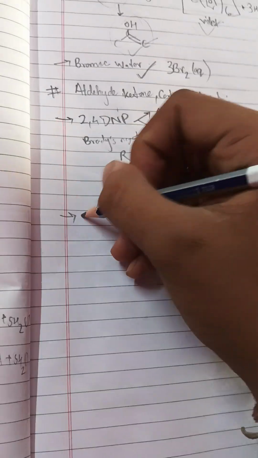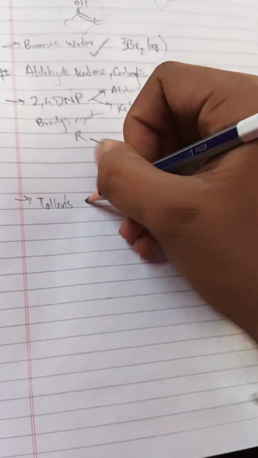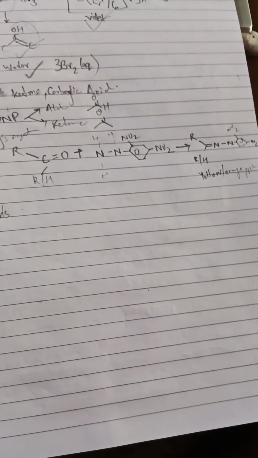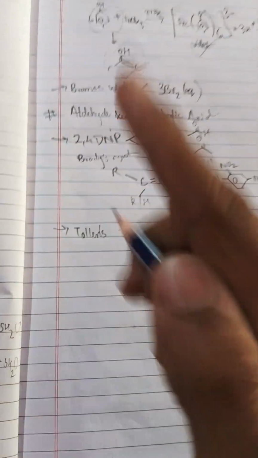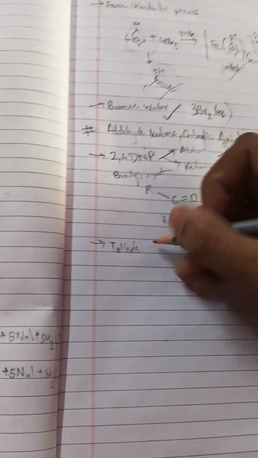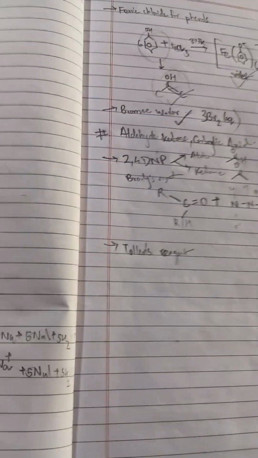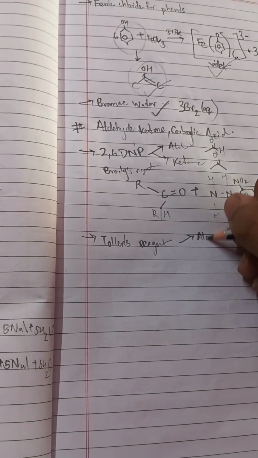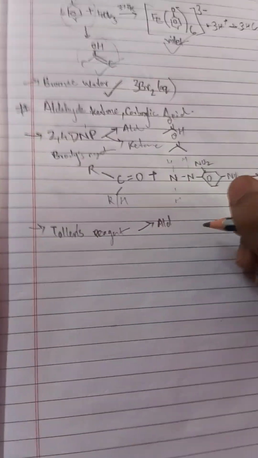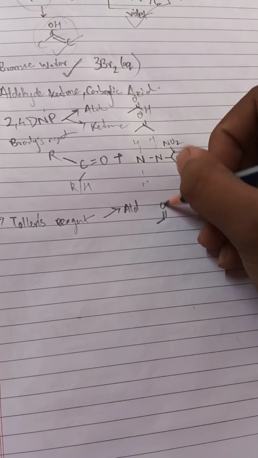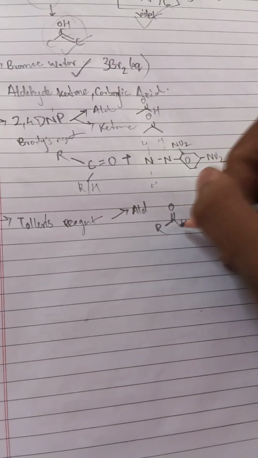Next, another test famous for practicals is the Tollens test. The Tollens test is given by aldehydes when heated with ammoniacal silver nitrate solution. They form a silver mirror on the inner side of the test tube. Ketones do not respond to this test. Remember that. Tollens reagent is only given by aldehydes. We need this kind of group here.